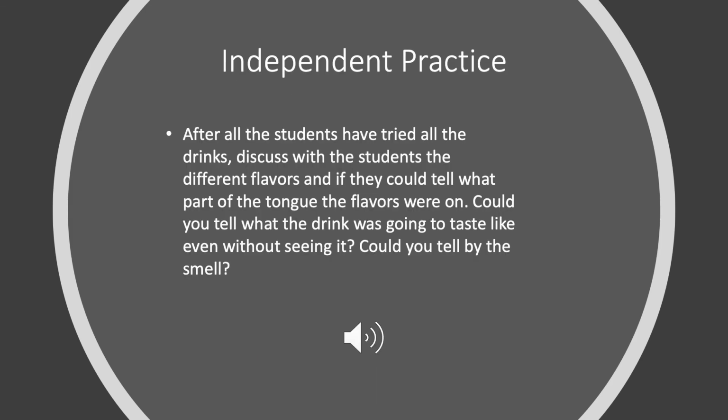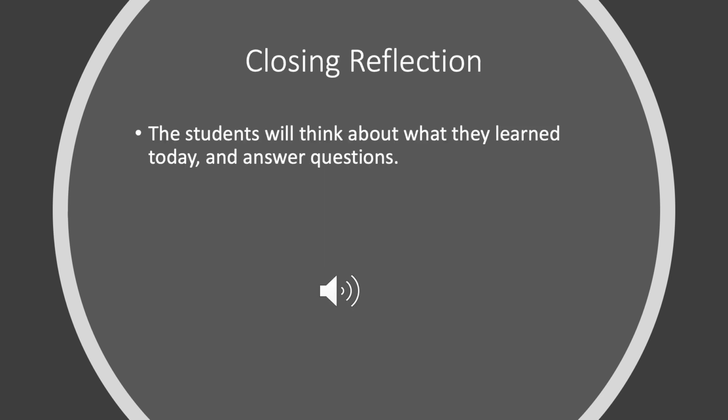For the independent practice, after all the students have tried all the drinks, discuss with them the different flavors and if they could tell what part of the tongue the flavors were on. Could they tell what the drink was going to taste like even without seeing it? And could they tell by the smell? For the closing reflection, the students will think about what they learned today and answer questions.